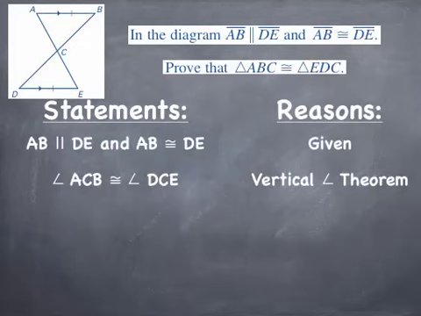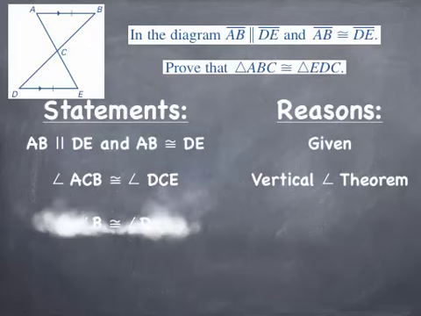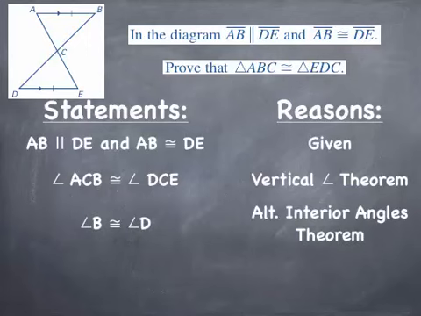Now I'm going to use the fact that we have a transversal, and I am going to say that angle B is congruent to angle D because of the alternate interior angles theorem. If you notice, the segment BD would be a transversal to my two parallel lines AB and DE, and because they are alternate interior angles, I can say that they are congruent because of the alternate interior angle theorem.